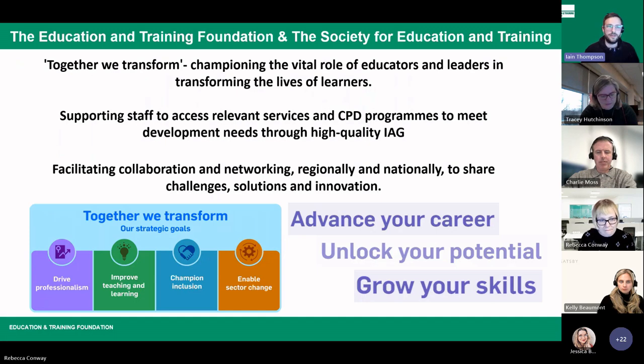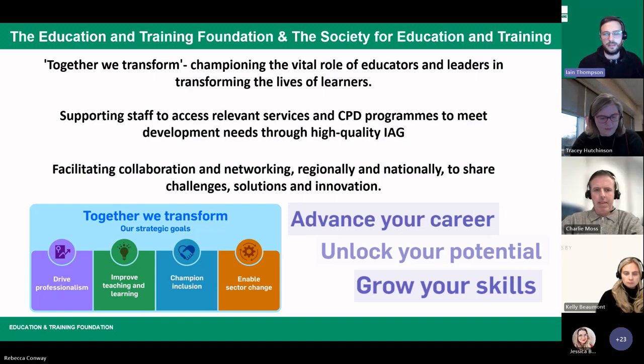So just a little bit of info about ETF. I know we had the slide at the start. So we're a charity. Our main aim is around delivering CPD programs to meet the needs of the sector. You can see in the bottom left of this slide, earlier this year, we've launched a new strategic plan in terms of the focus of our work. And you can find out a little bit more about that on the ETF website.